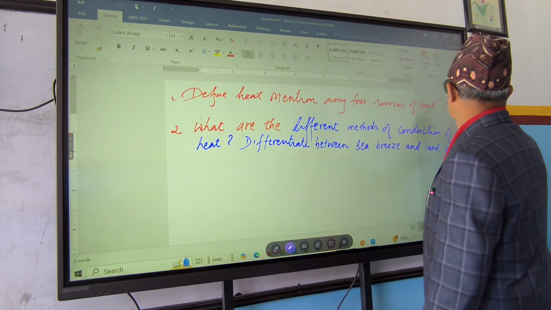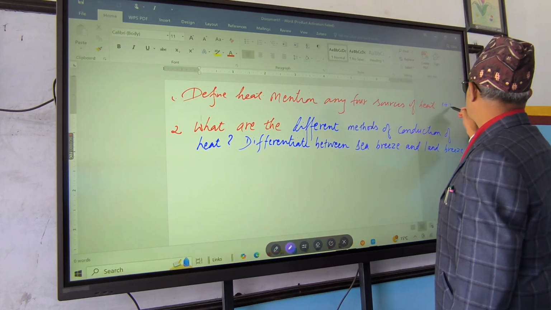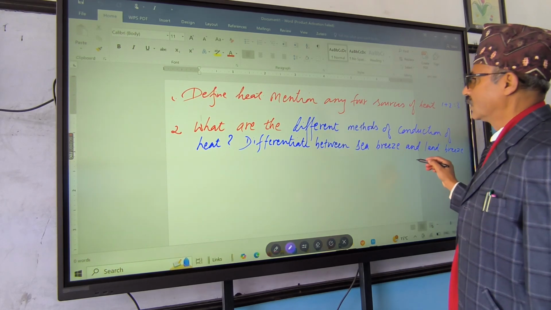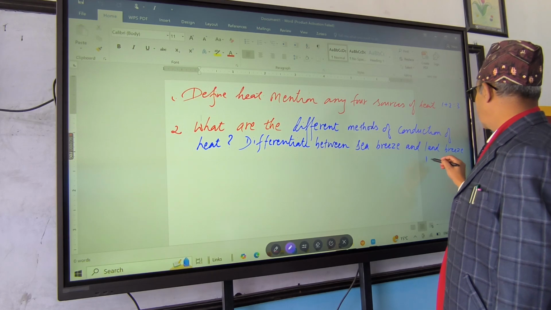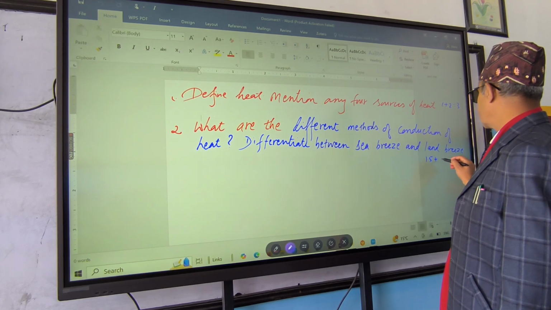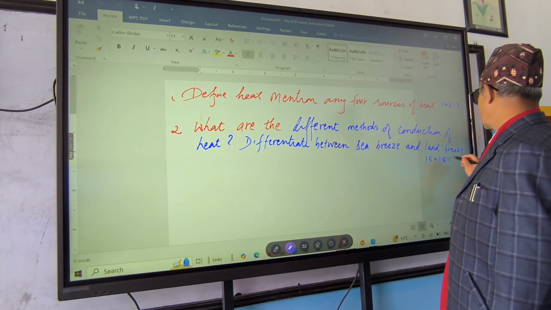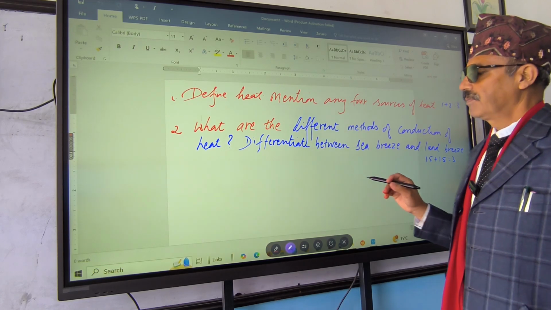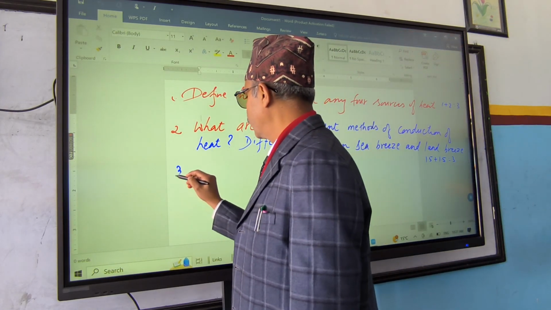Define, okay. So 1 plus 2 equals 3 marks. Here 1.5 plus 1.5 equals 3. So 6 marks it became. Number 3.